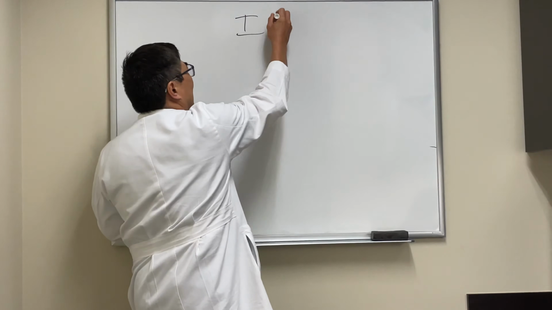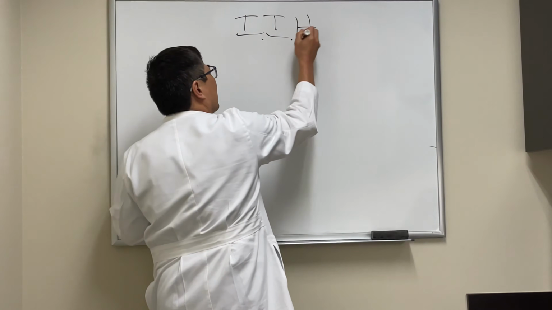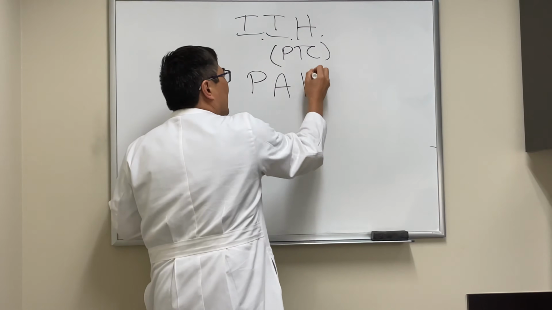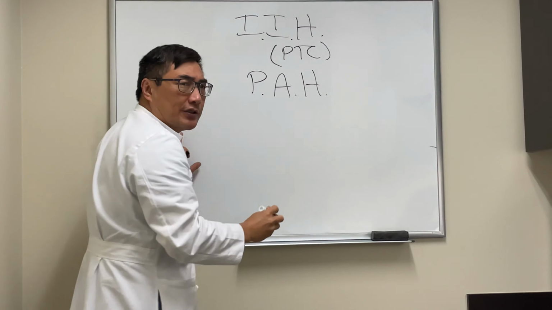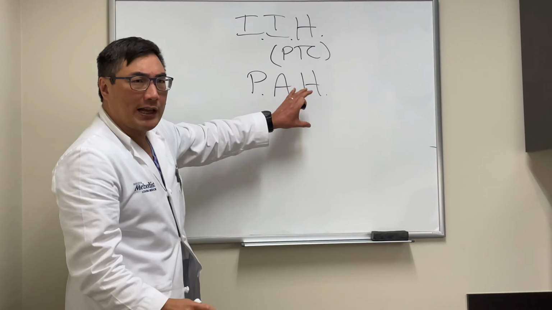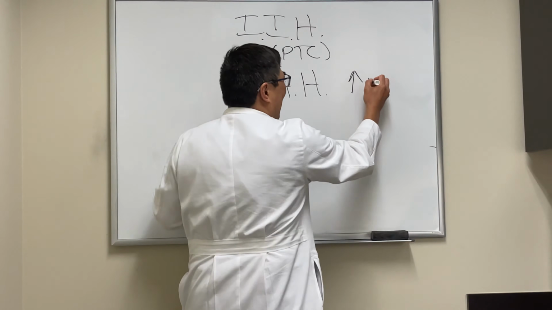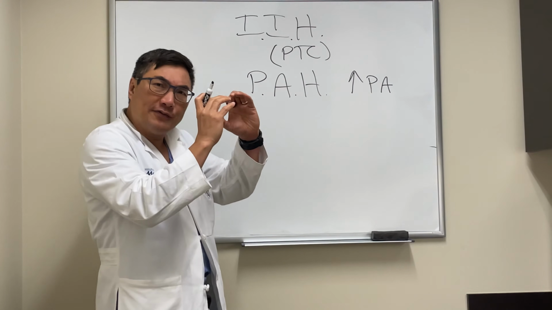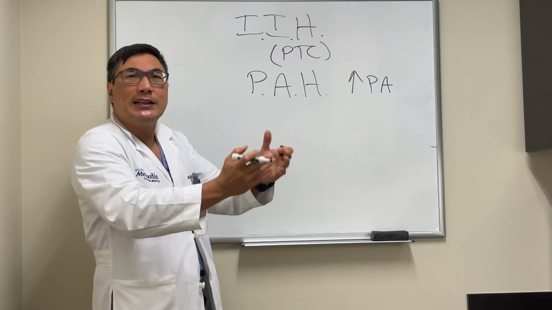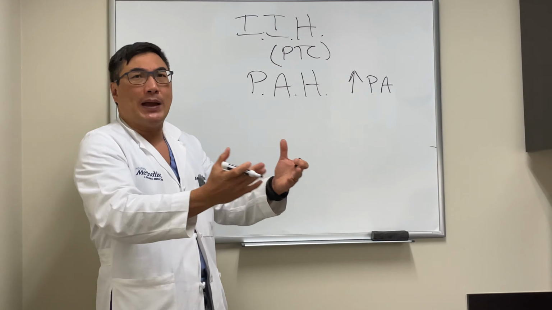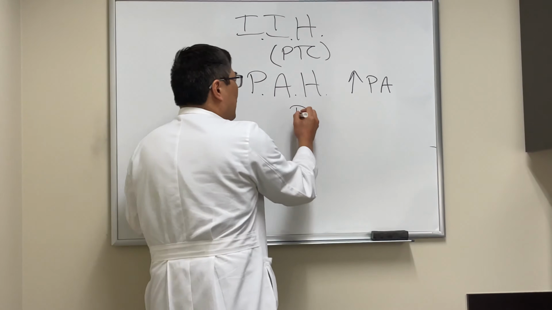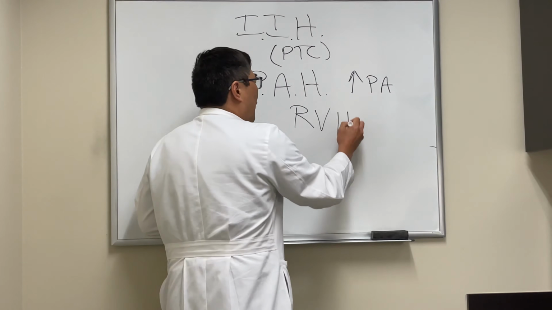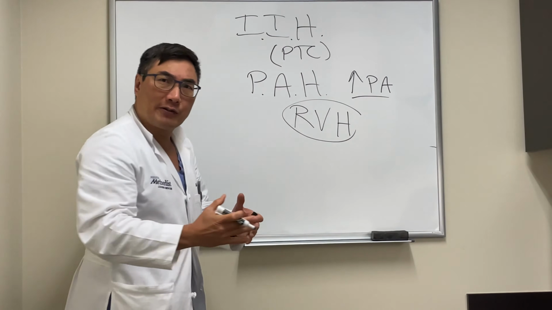So somebody asked about IIH, which is idiopathic intracranial hypertension, also known as pseudotumor cerebri, in PAH, which is pulmonary arterial hypertension. When we have pulmonary arterial hypertension, that means the pressure is high in the pulmonary artery, and that's normally caused because we have occlusive disease in the pulmonary arteries that leads to increased back pressure, and that back pressure is going to go to the right ventricle. So we get right ventricular hypertrophy and right ventricular dilatation from increased pulmonary artery pressure.